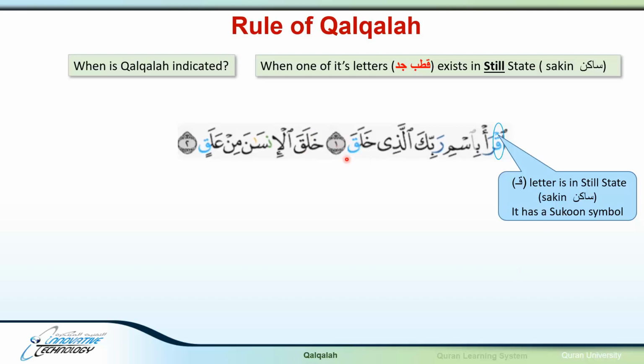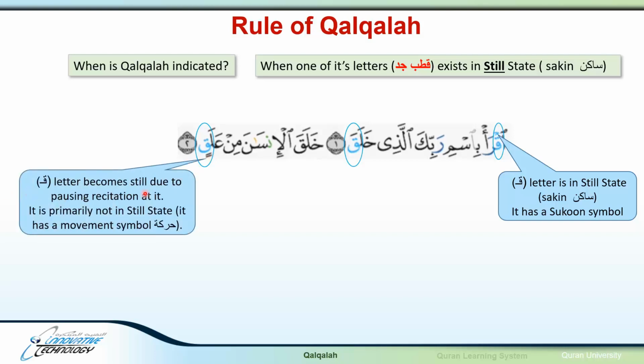And then we look here, we'll find that there is another qaf, but it has a fatha and a tanween with kasr. Yet the rule of Qalqalah would still apply on those two qafs. The reason is, although it has a haraka, a movement, yet as we stop on it, as we pause the reading at the end of the verse, at the end of the ayah, the rule is that we always pause with sukun. So we don't say الذي خلق خلق, we say الذي خلق من علق. So we apply sukun, and accordingly the qaf letter becomes still due to the pausing of recitation at it, despite the fact that it is primarily not in a still state. It has a movement, a haraka on it.